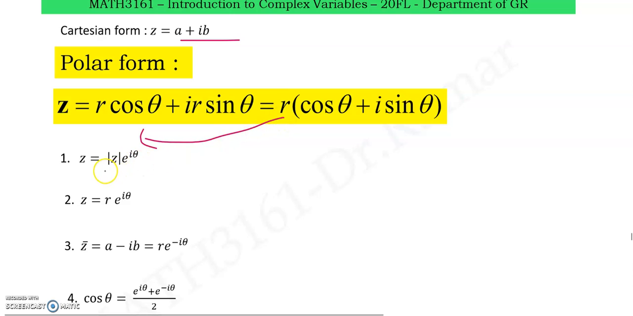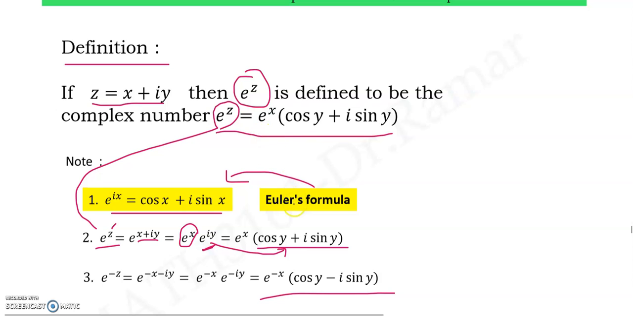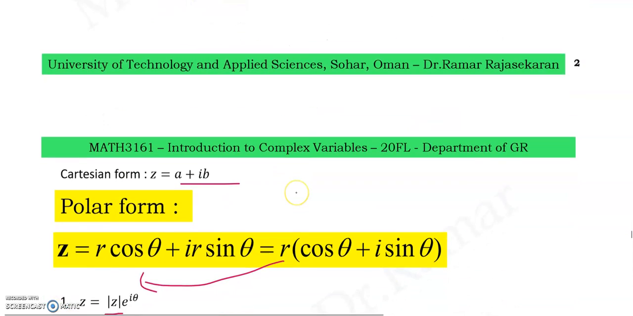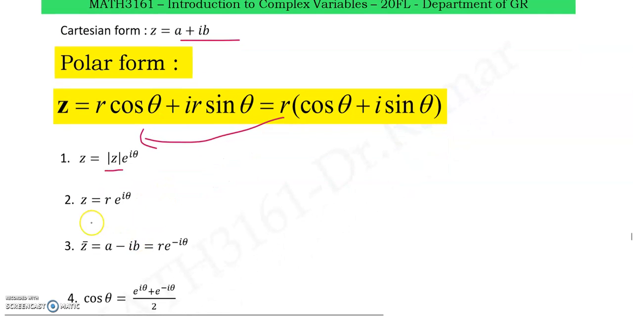That's why we are writing modulus of z here. Then what is cos theta plus i sin theta? From the previous result by Euler's formula, cos theta plus i sin theta, we can write as e power i theta. So z is equal to mod z e power i theta, which is nothing but the polar form. That is, z equal to r e power i theta.